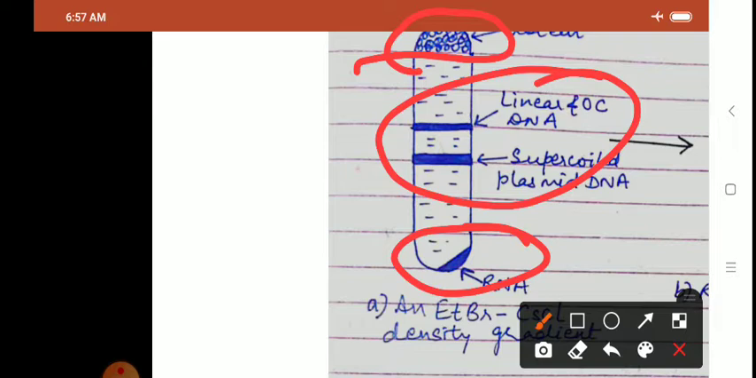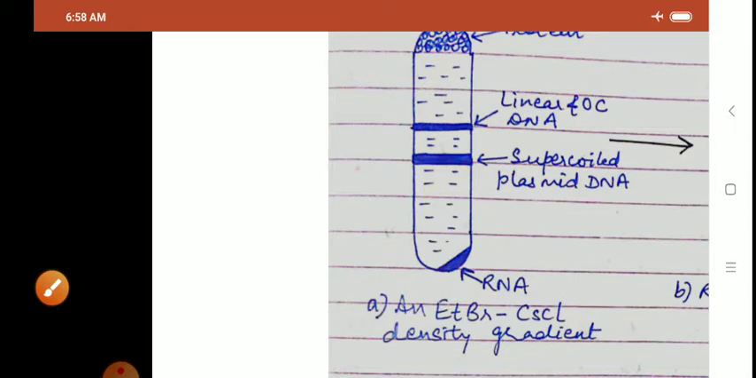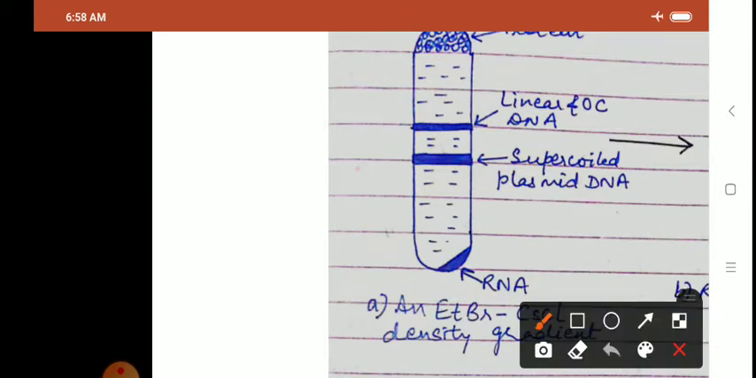Okay, so linear DNA, because it is lighter, will form a band separately above the plasmid DNA, and plasmid DNA will be present below the genomic DNA. So the upper band is of linear DNA and the lower band is of supercoiled plasmid DNA.